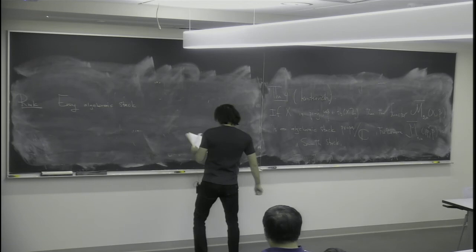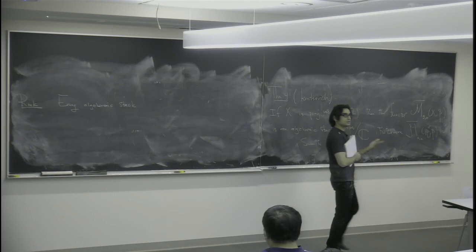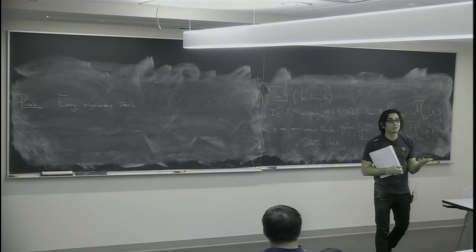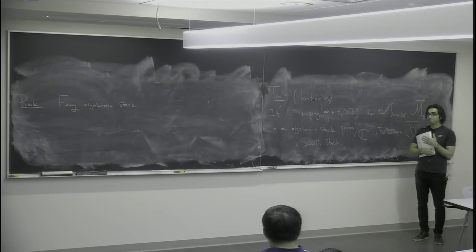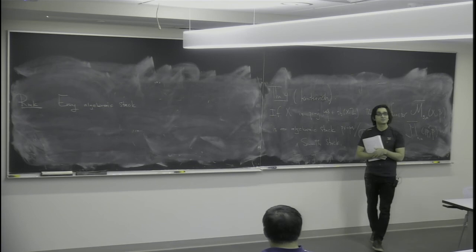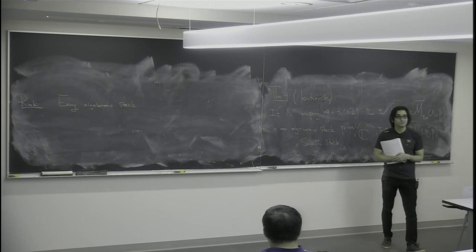And the underlying algebraic space of this stack, M bar G and X beta, is the coarse moduli space. This is that statement, which is the miracle, really. I mean, it's really hard to prove. You agree with me, yeah?